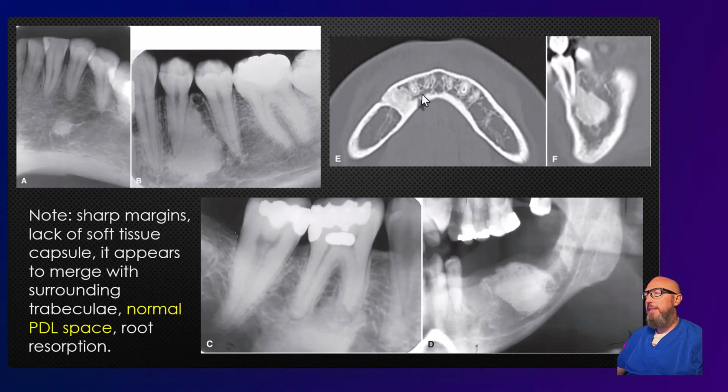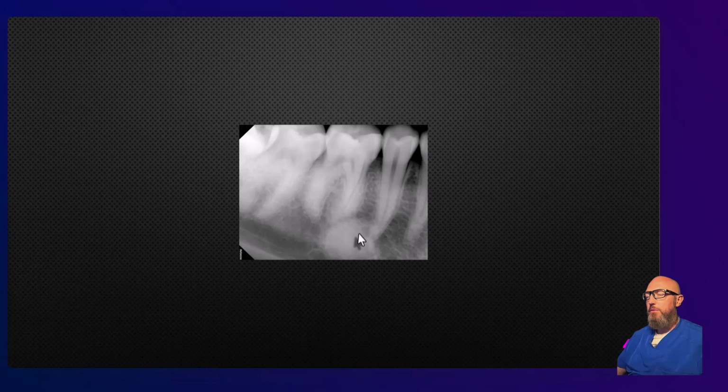Here's some CBCTs. This is an axial slice through the mandible, and you can see it kind of merges with the cortices here. This one tends to be a little bit less opaque, as does this one, but it has really well-defined borders. Anywhere you see it align the root of a tooth, specifically this one here really shows it. It just has a nice, well-defined, intact PDL space, so it's totally inert. No treatment is needed.